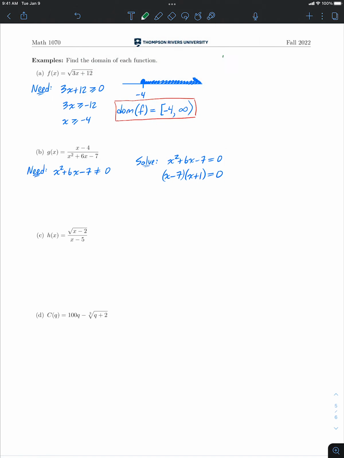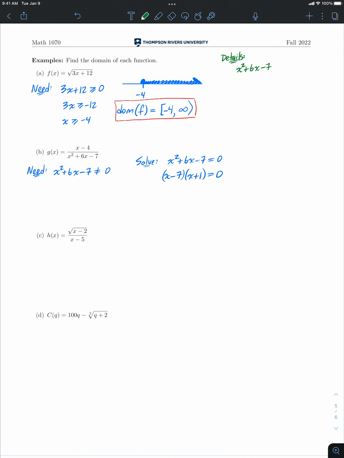Let me include some details up here. If you've forgotten how to factor, here's a reminder. I'm just going to look at the left-hand side. I'm not going to worry about the equation. I'm just going to say x squared plus 6x minus 7, and we're just going to simplify this expression.